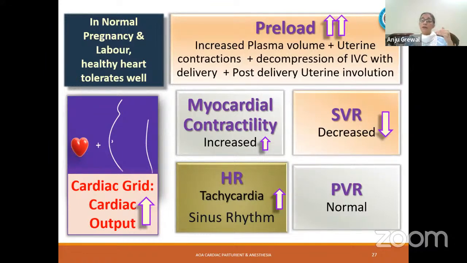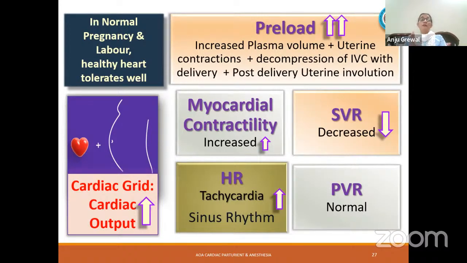The myocardial contractility now has to cope up, and therefore there is an eccentric hypertrophy, and the myocardial contractility increases, the stroke volume increases. In addition, there is an increase in the heart rate, especially more so towards the end and during labor and postpartum period. But what is important to remember is that in a normal pregnant mother, the mother maintains her sinus rhythm despite having a resting tachycardia.